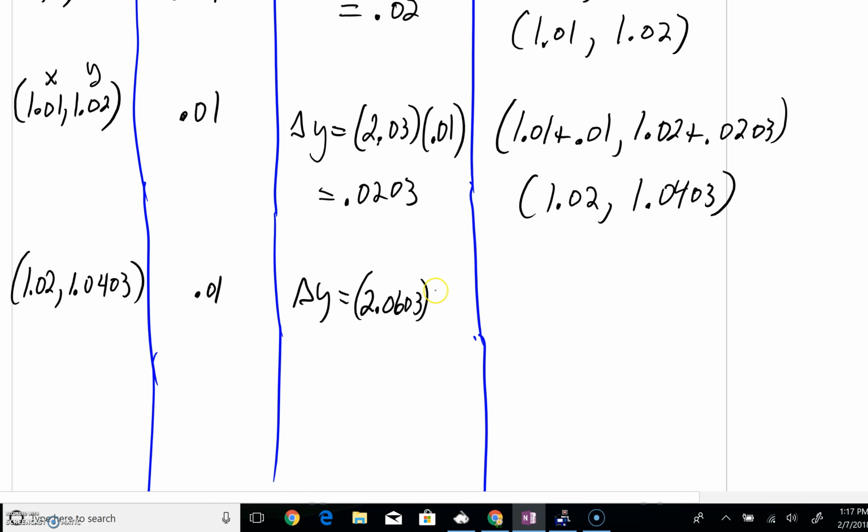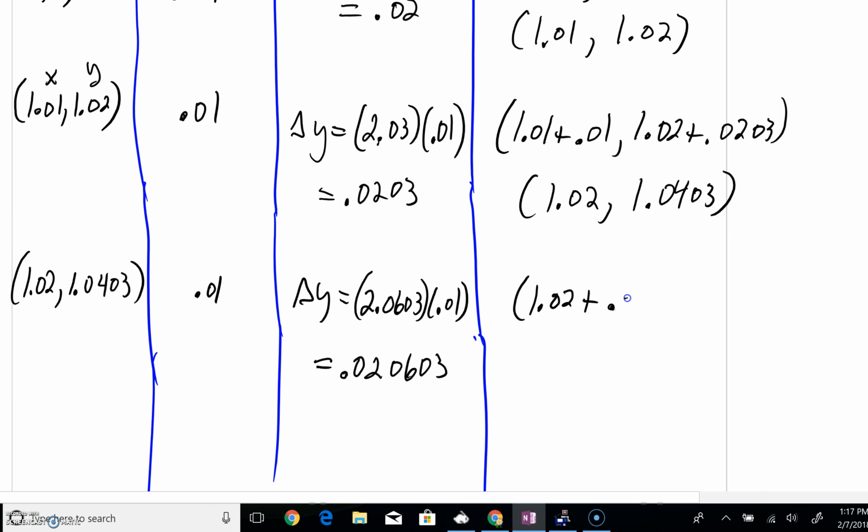As you do that, feel free to use a calculator as these numbers can get a little ugly. But multiplying by 0.01, you're just going to slide your decimal 2 places to the left. So you'll have 0.20603. Now what? Take your original x, which is 1.02.